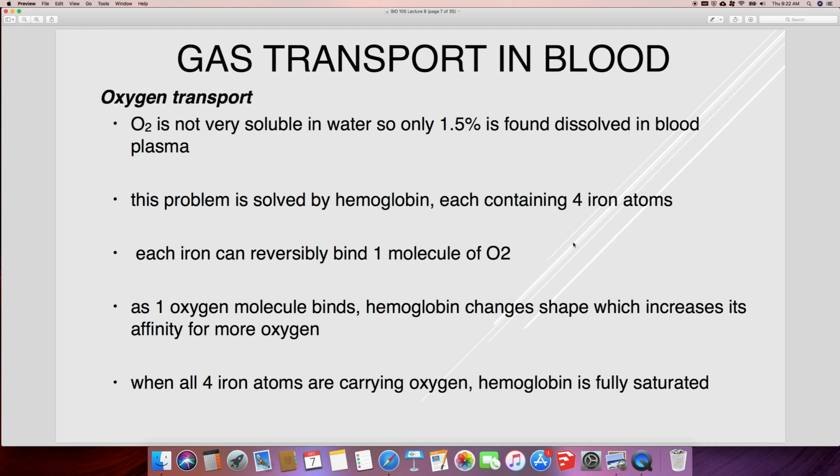So each hemoglobin protein pigment molecule will contain 4 iron atoms, and iron is what actually binds O2. Each iron can bind 1 molecule of O2. Okay, and when all 4 iron atoms are carrying oxygen, it's said that hemoglobin is fully saturated.